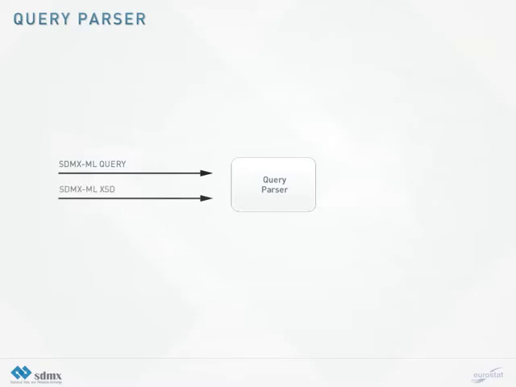The query parser is an XML parser API implementation for SDMX ML query messages. The SDMX ML query message is stored in an in-memory SDMX data model, making it available for further processing. The inputs to the SDMX query parser are SDMX ML query messages and SDMX ML schemas. The output is the query represented in the internal SDMX data model.